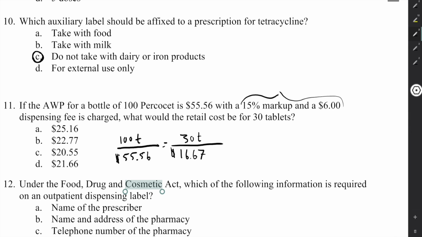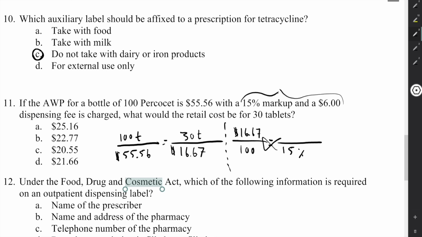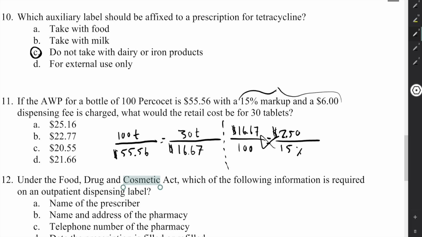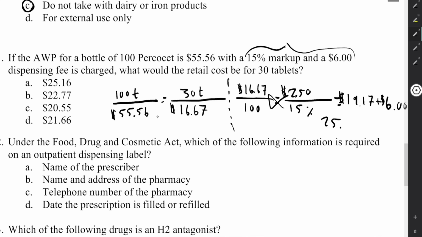So what you want to do with this now, let's go ahead and draw a dotted line like that. If $16.67 is 100%, how much is going to be 15%? Again, you cross multiply and divide, and that'll give you $2.50. So 15% of $16.67 is $2.50. And you want to add those together, and that'll give you $19.17. Then go ahead and add on the $6 dispensing fee, and that'll give you $25.17. All right, so that one is close enough to the 25. You can go ahead and choose A.